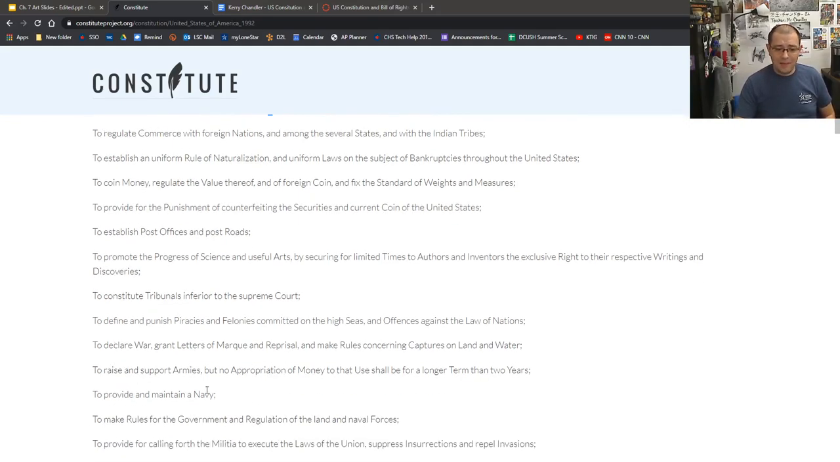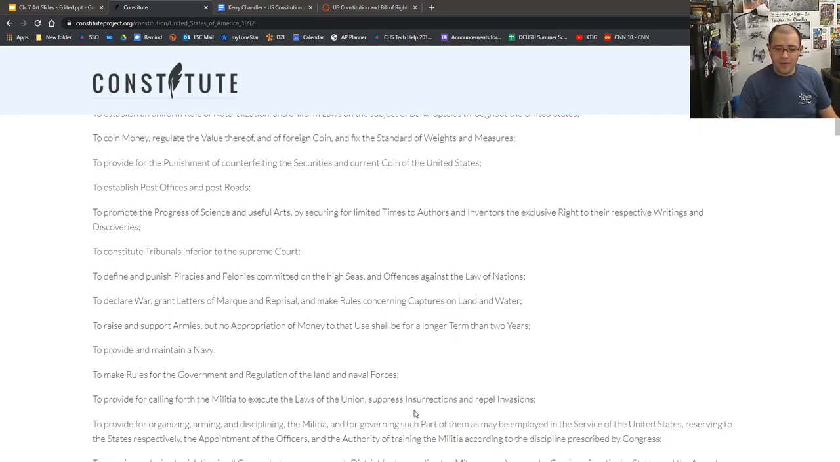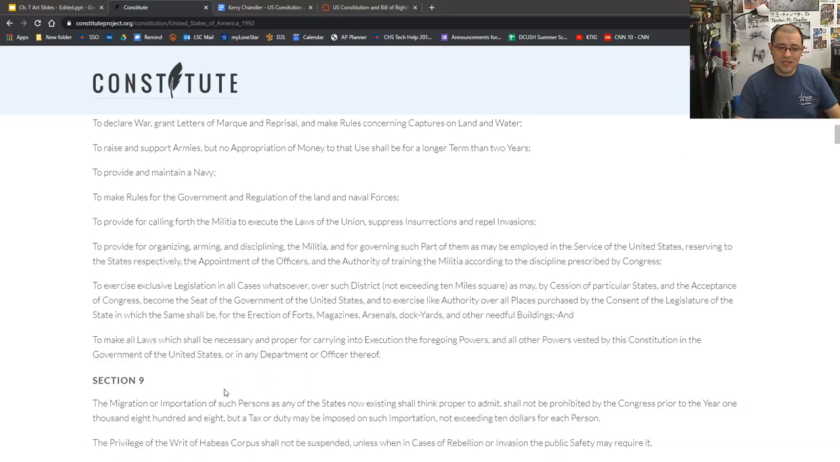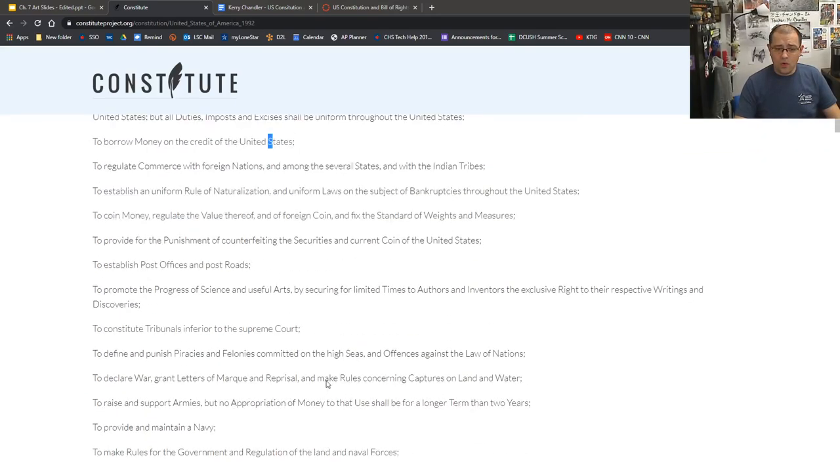armies, to provide and maintain a navy, to make rules for the government and regulation of the land and naval forces, provide for the calling forth the militia, to provide for organizing, arming, and disciplining the militia, to exercise exclusive legislation in all cases whatsoever over such district as may, by cession of particular states, acceptance of Congress, become the seat of government of the United States. In other words, they did not have Washington, D.C. yet, but if they do eventually have such a place, Congress will be in charge of it. And that's a bunch. That's a whole bunch.